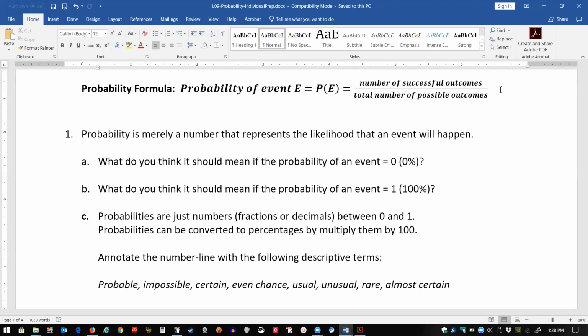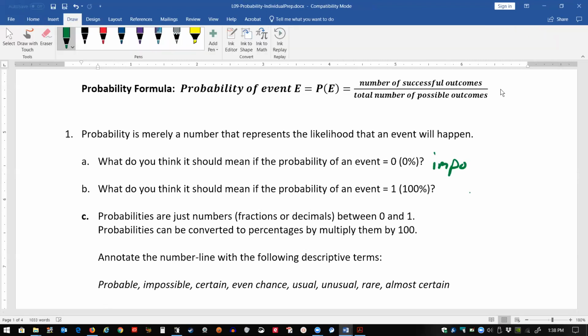So first, if the probability of an event is 0, what does that mean? Yeah, there is no chance of that happening, right? So if the probability of an event is 0, that means that event is impossible. Make sure that makes sense. Let's go to the other end of the spectrum. So remember, probability is always between 0 and 1. All right? So if the probability is 1, what does that mean? Well, we say the event is certain.